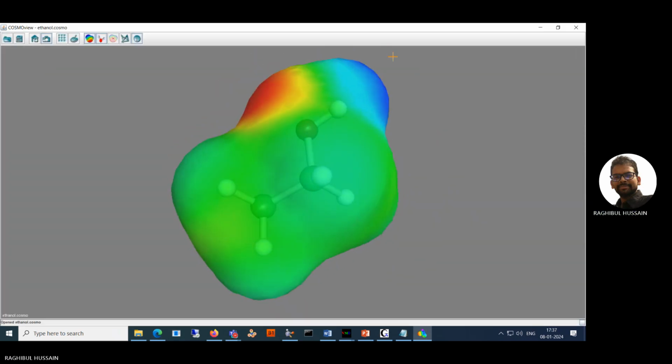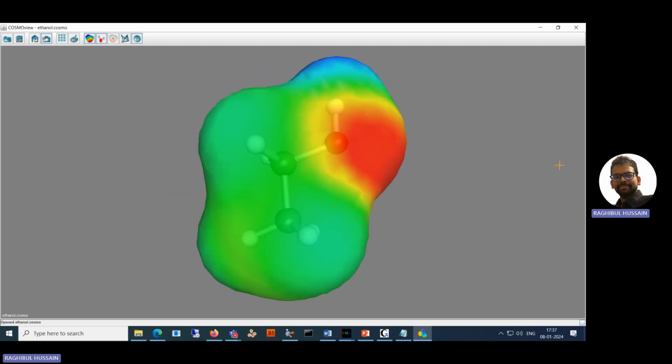Now, so this is the confirm. So red ones are positive here. So that software will provide you. So red ones are positive, and that belongs to which one?